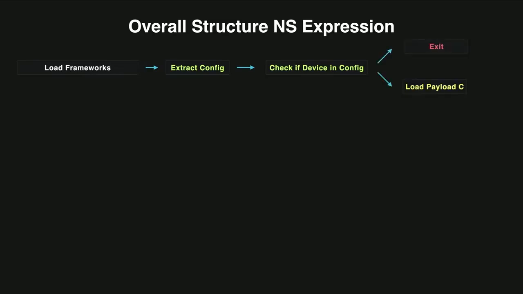So if we're looking at the overall structure, it looks like this. We're loading frameworks first, we're extracting our configs, and we're checking if our device is in the config. If not, we're going to exit. Then we're loading payload C, but we're not executing that one yet. Then we're checking if we prepared DL-SIM for us already, and if not, we're going to prepare it. And then we're preparing the functions we want to call.